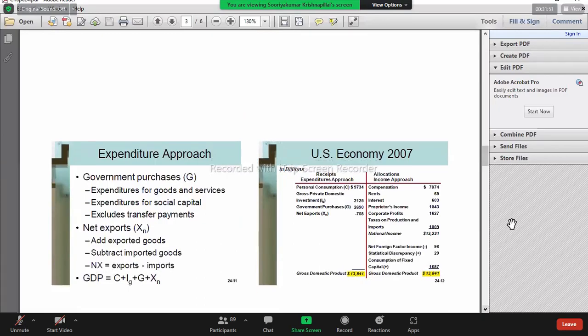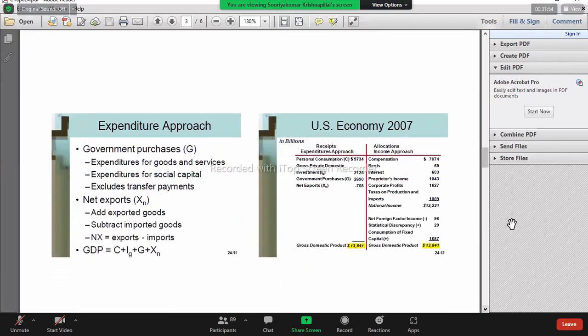So, the expenditure approach. We have seen household consumption expenditure and business firm expenditure, that is investment, gross private investment. Now government. Government also spends money on goods and services they purchase. So government purchases include expenditure for goods and services. To run the government and provide public services, they need goods and services. So they purchase them. That is expenditure.